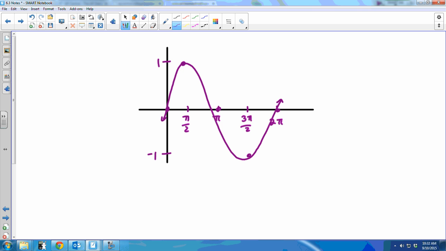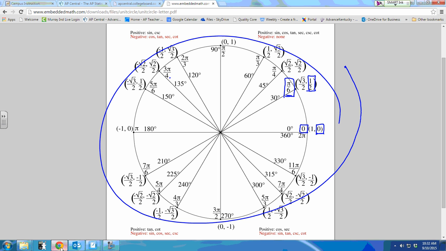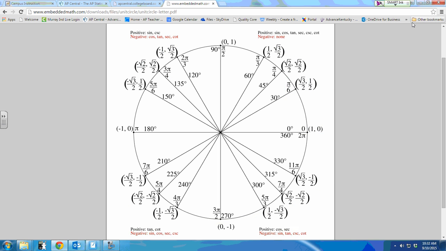All right. Questions about why I did that? The maximum and minimum values and the x-intercepts only occur at the 4 directions, like the cardinal directions of the unit circle. Right? That's where the x-intercepts and your max and min values are. Okay? So that's why I'm graphing those at pi, pi over 2, that kind of thing.